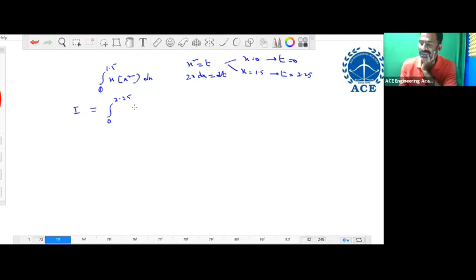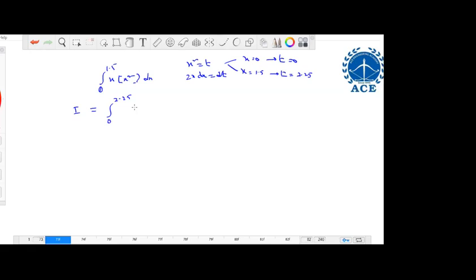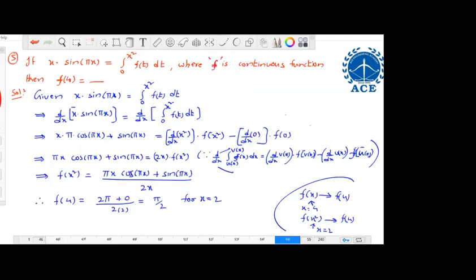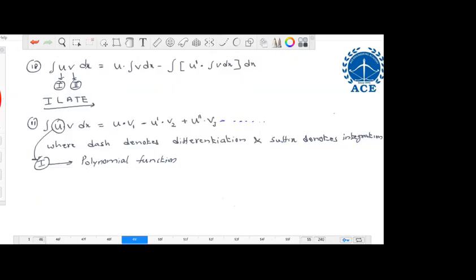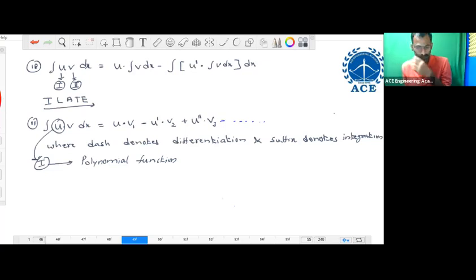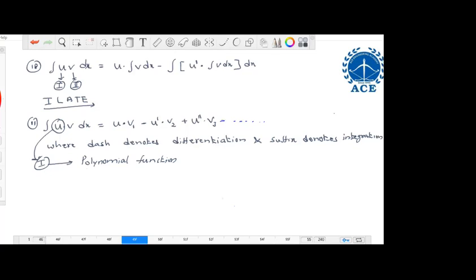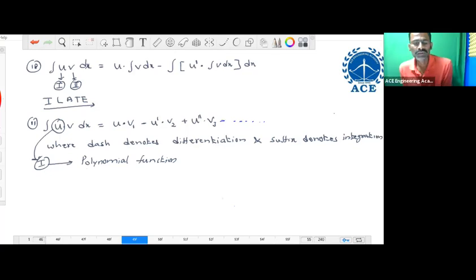Any other doubt? Good evening, sir. Good evening. Tell me. Sir, page 49. In this, properties 10 and 11, the 11th property. I did not understand the difference between these two properties. The first one is UV, the second one is also UV.